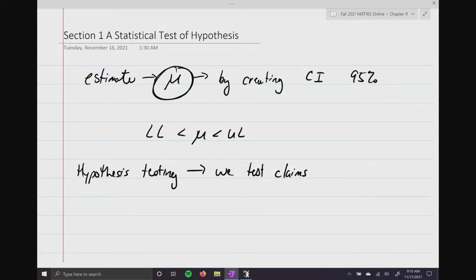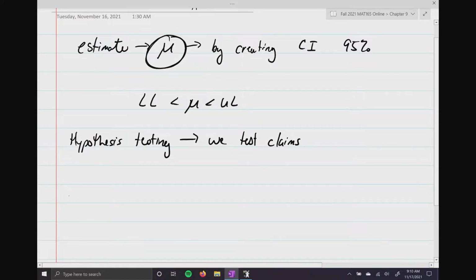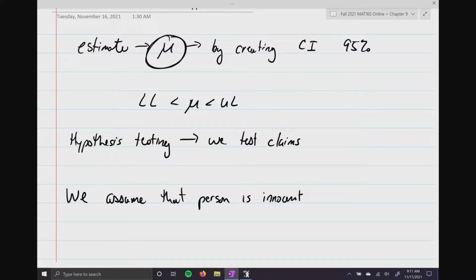Okay, now hypothesis testing is very similar to what happens in a court trial. All right, so if you think about a court trial, we assume, so when someone goes to trial, we assume that person is innocent. It is up to the prosecution to show or to demonstrate with some amount of confidence that the person is guilty. So we assume someone is innocent until proven guilty. Okay? Well, hypothesis testing kind of works the same way.